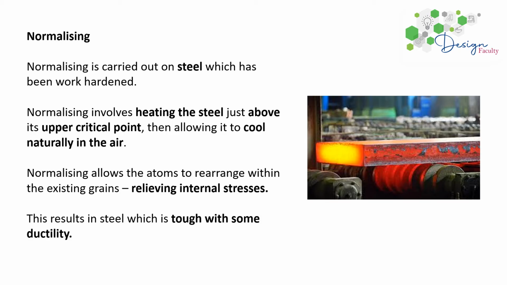Normalising is a process which is carried out on steel which has been work hardened. It involves heating the steel just above its upper critical point, the point at which it's going to deform. Then you allow it to cool naturally in the air. So we're not rapidly cooling it here, we're not quenching it when we're normalising. We're just heating it up and letting it cool in the air. What that does is allow the atoms or the grains to rearrange within the existing grain, and that relieves any internal stresses. It results in steel which is tough but has a bit of ductility to it, so it can be worked.